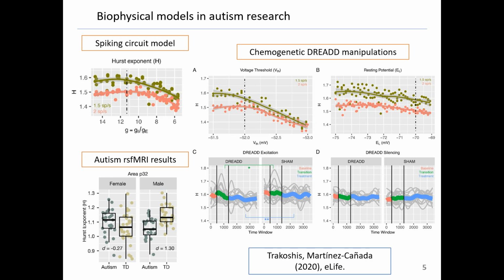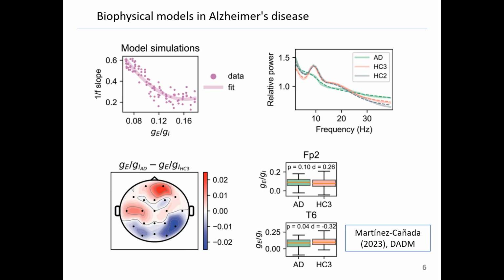We then explored which types of manipulations of parameters of the spiking circuit model can approximate the effects of in vivo chemogenetic manipulations in mice. We capture effects of the different classes of chemogenetic manipulations by changing the voltage threshold for spike initiation and the resting potential. Finally, in autism, we found that H is reduced, indicating increased excitation in the medial prefrontal cortex, area P32, of autistic males, but not females.